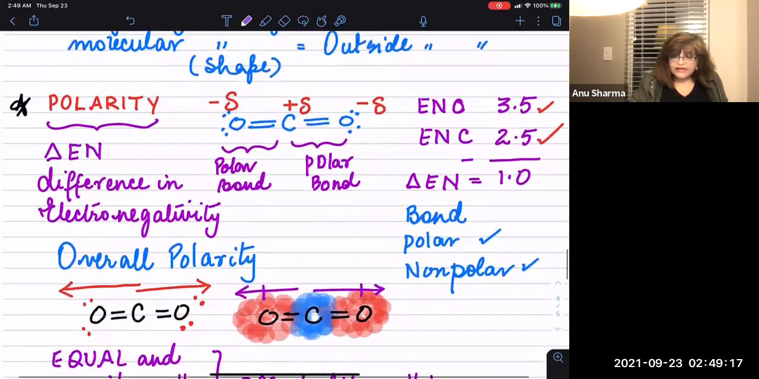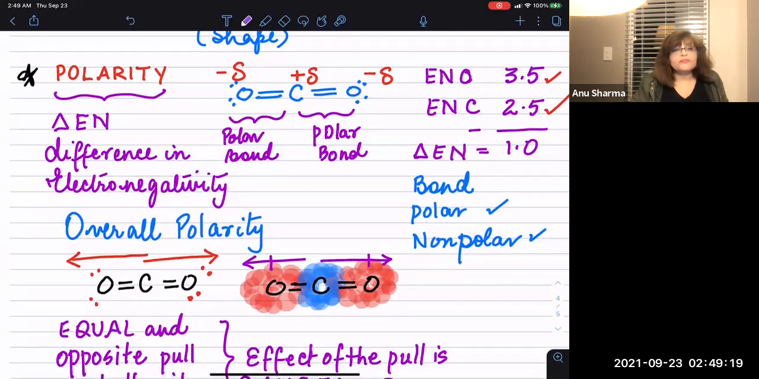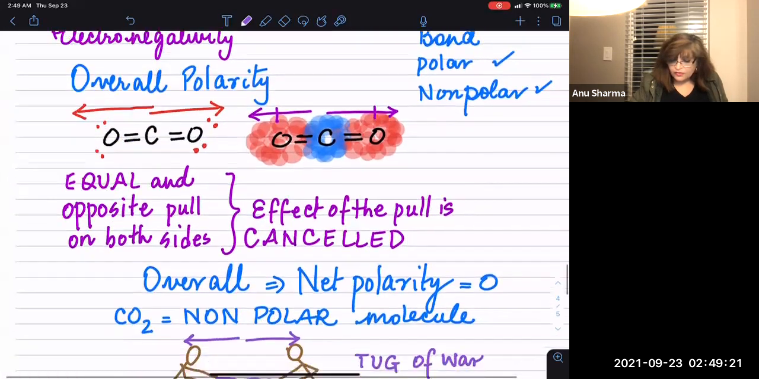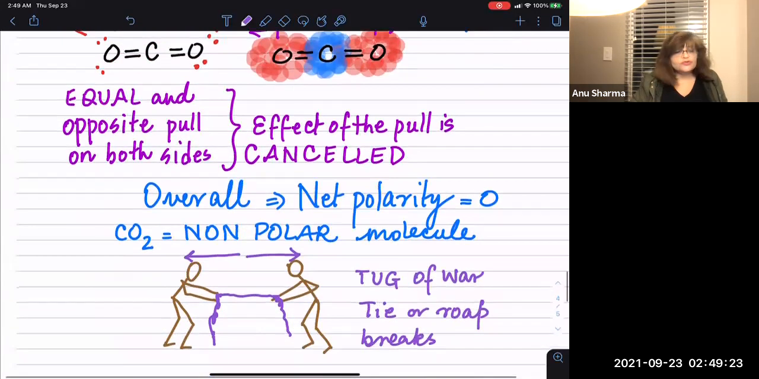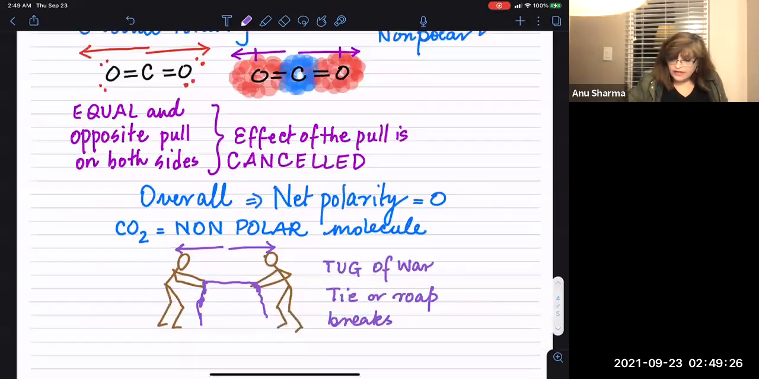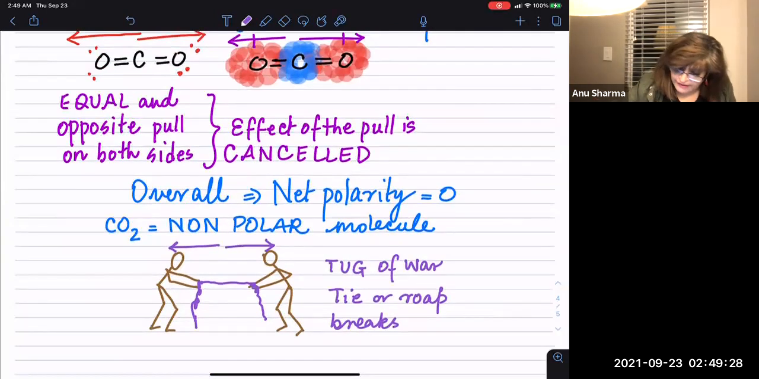So same story here. Nobody is winning. Oxygen may be very highly electronegative and an extremely polar bond, but the net polarity overall is zero. So the overall molecule is nonpolar. Okay, so this is one thing.